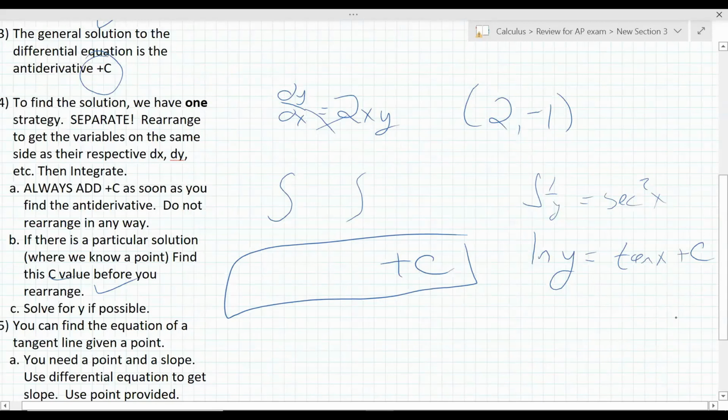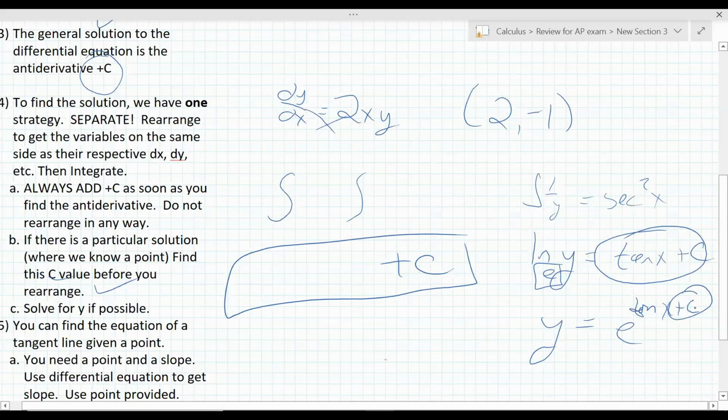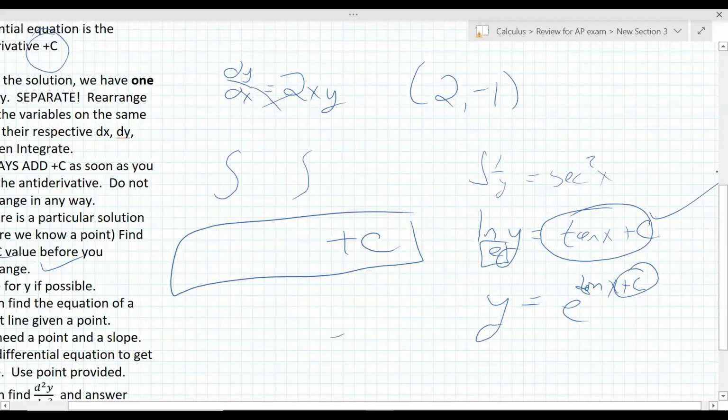The plus c, the constant, ends up in the exponent, not off to the side like you typically think about it. So if you don't write plus c as soon as you find the antiderivative, you will occasionally get the wrong answer depending on how you need to solve for y. So in this one, again, you can put the c there and then solve for c in a minute, but I think it's best if you have a point to solve for c in that step and then rearrange it.